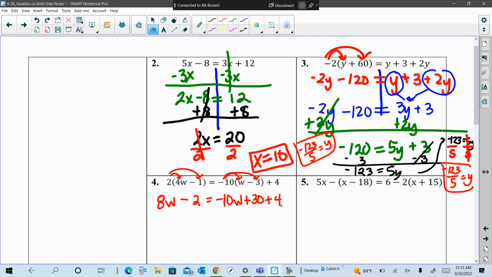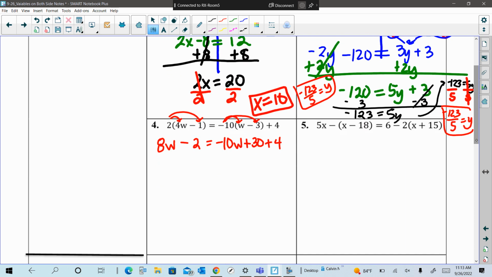All right. What should happen next? Yeah, where are the like terms? The 30 and 4, yes. I'm going to keep my balance. So we have 8w minus 2 equals -10w plus 34.